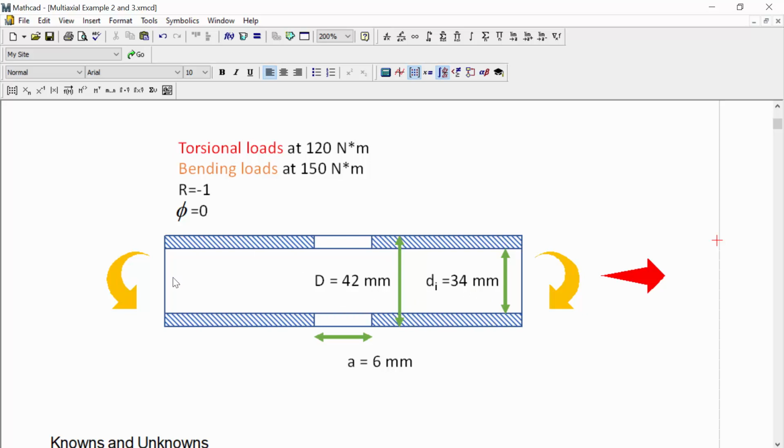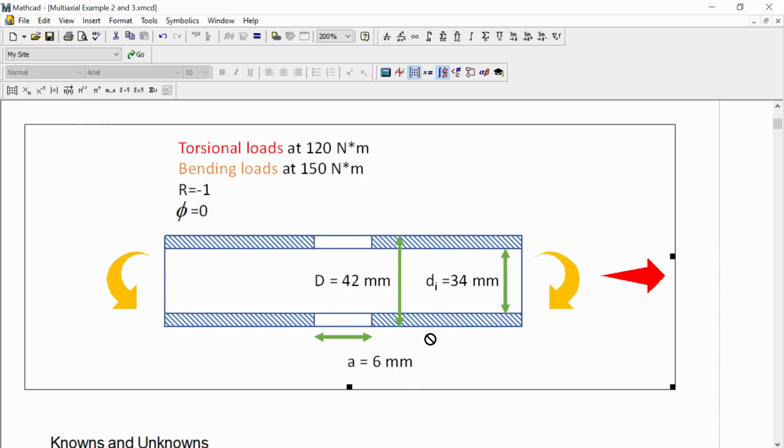And it is subjected to a torsional load. So the red arrow indicates a torsional load at 120 newton meters, and a bending load. The yellow arrows indicate the bending load of 150 newton meters, and both of these loads are fully reversed. So these are fatigue loads that are fully reversed, and the phase between them is 0. So they are in phase with each other.